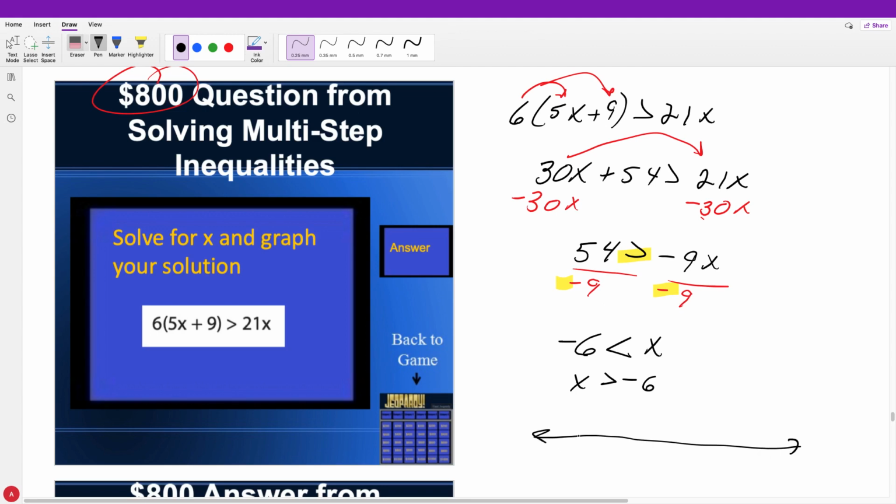We then draw our number line. And we have negative 8, negative 7, negative 6, negative 5, and negative 4. It is just an open circle because it's not equal to, and x is greater than, so it'll be going to the right. All right, that is it for this video.